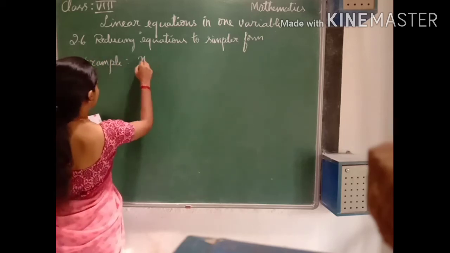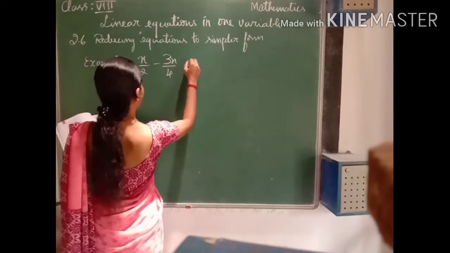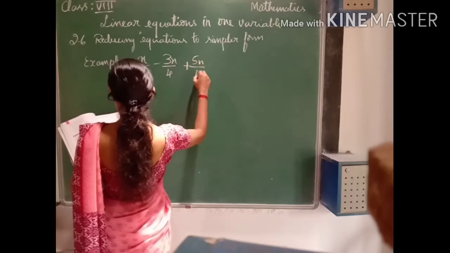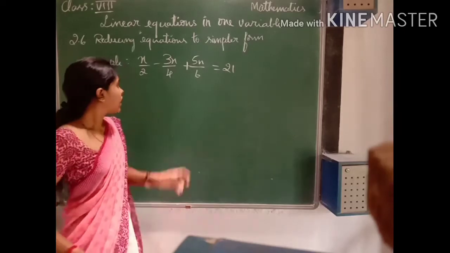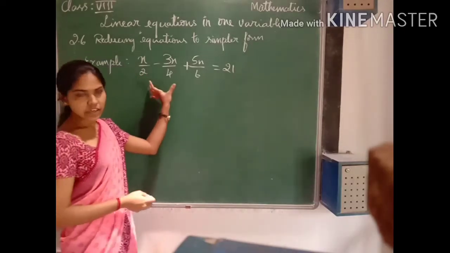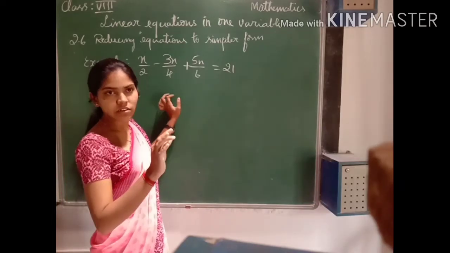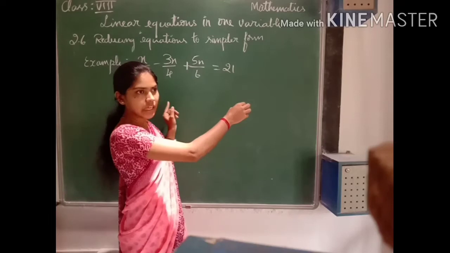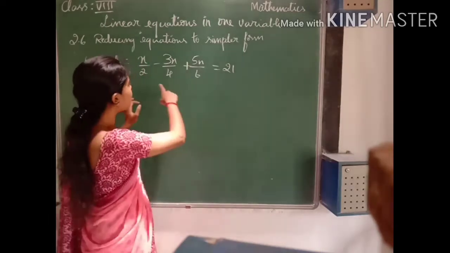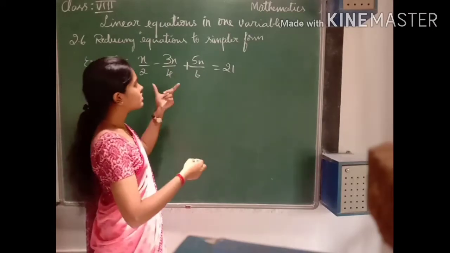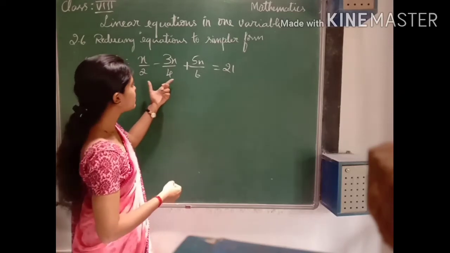I have taken one example. In the earlier equations you have seen variables only on both sides, but here within one side there are two or more variables. So this is a little complex equation. How to solve this type of problem?